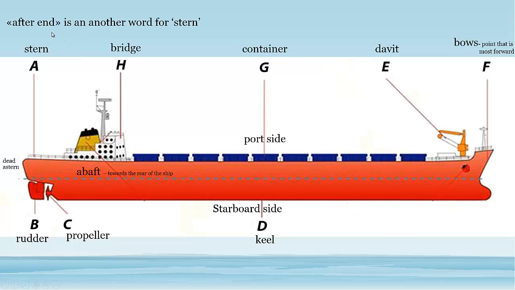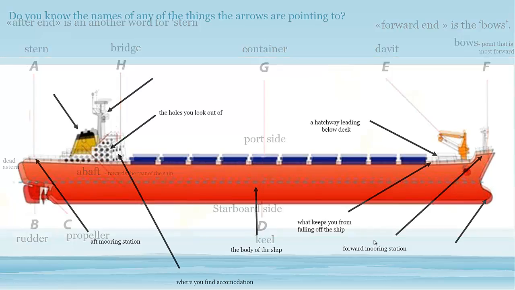And after end is another word for the stern. You can say the aft end or the after end. And forward end is another word for the bows or the bow, the point most forward on the ship, the forward end of the ship. So when they say make ready fore and aft, they're talking about the forward end, the bows, and the after end, the aft. Okay, so do you remember any other things that you could point out on a ship?